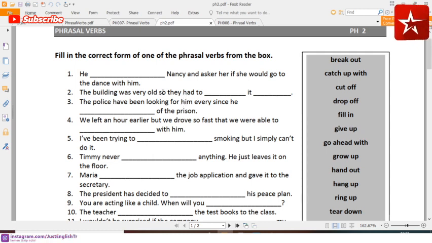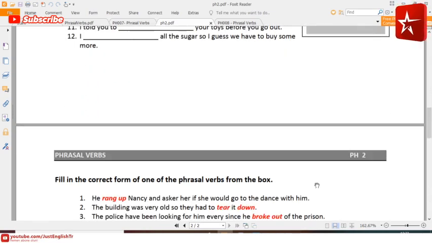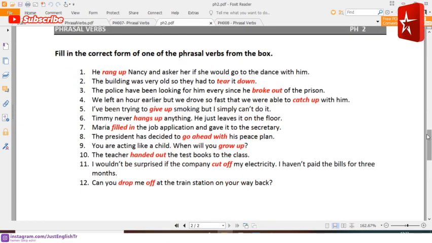The building was very old. They had to, which one? So we will not use give up, Aisha. Not give up. It means we will use tear down, like here. I will show you the correct answers for all of them, and I will explain all of them. Like rang up, tear down. The building was very old, so they had to tear it down.